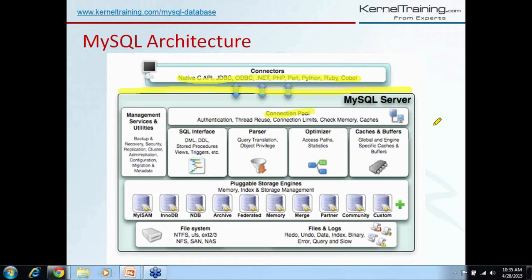MyISAM is used for reporting purposes. It has less blocking and it is not transaction safe. But when you query your data, it is very fast. The data retrieval is very fast. InnoDB is a transaction safe engine. You can use it for transactions. It supports begin transaction, rollback, commit, supports primary key and foreign key relationships, and other validations also.